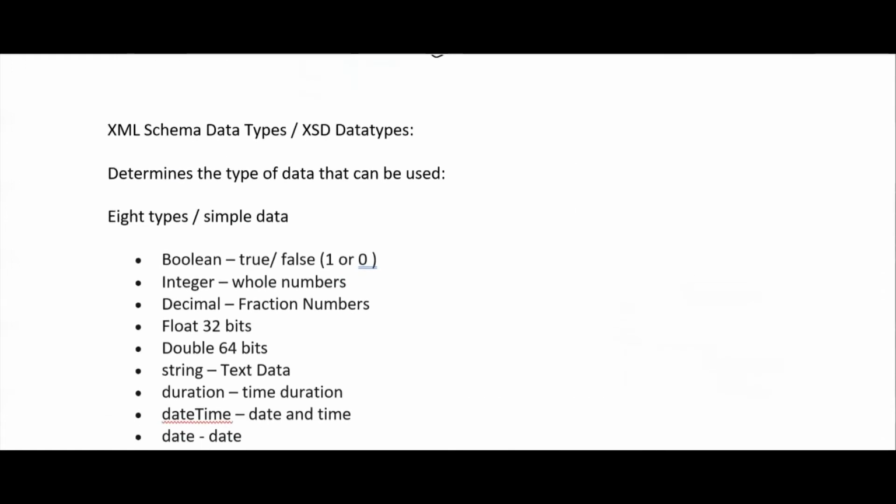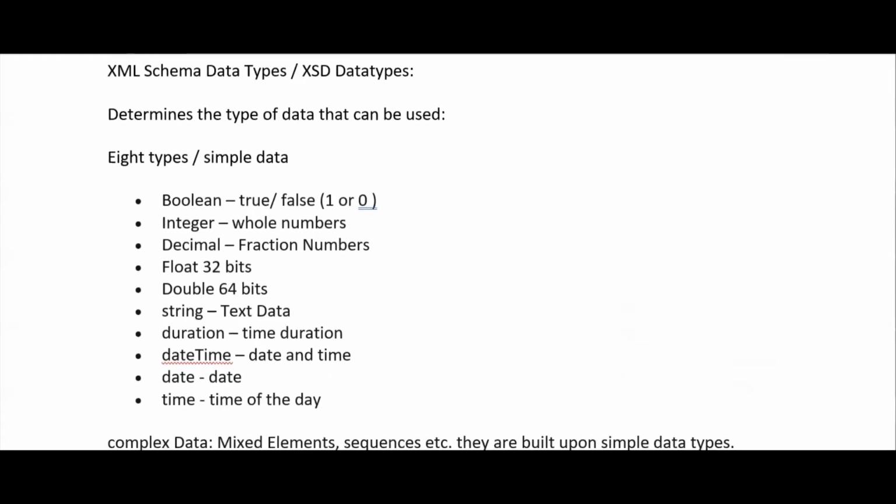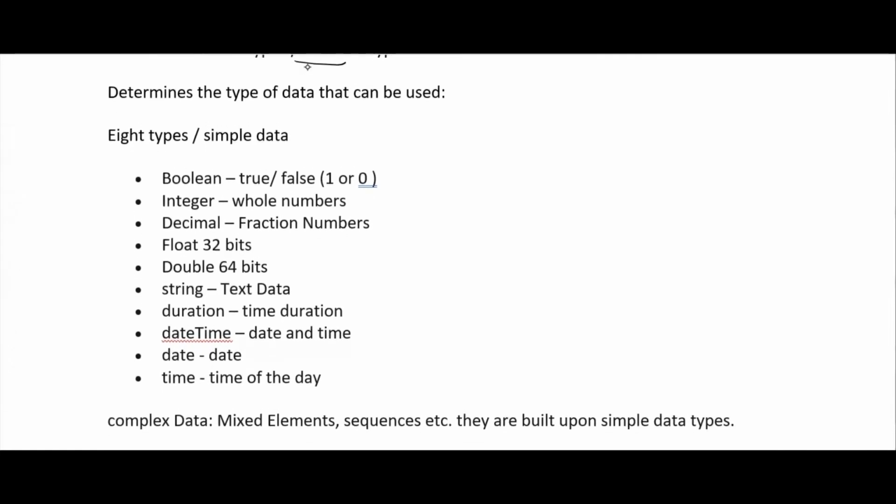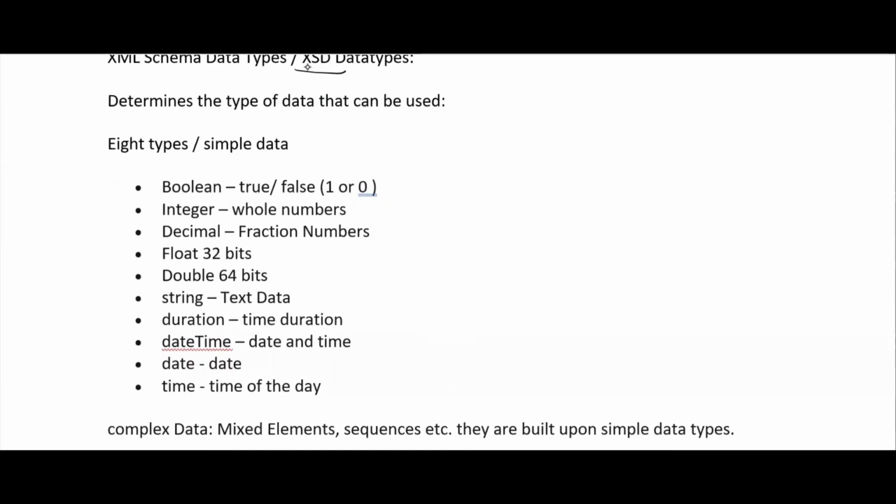So now let us take a look at XML schema data types, which is also called XSD. XSD stands for XML Schema Definition. In this part, there are the XSD data types. Now these data types are of two types: one is simple data and the second one is complex data. Coming to the simple data, you have 8 types. The first one is Boolean, which takes true or false, or you can also give 1 or 0, not other than that.